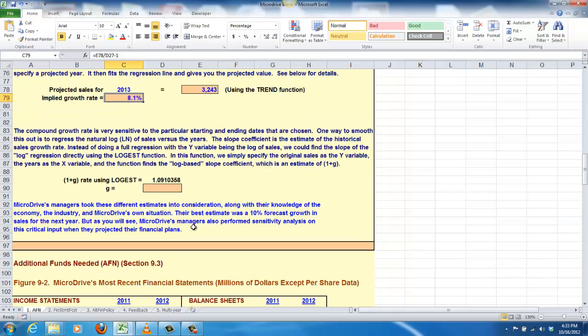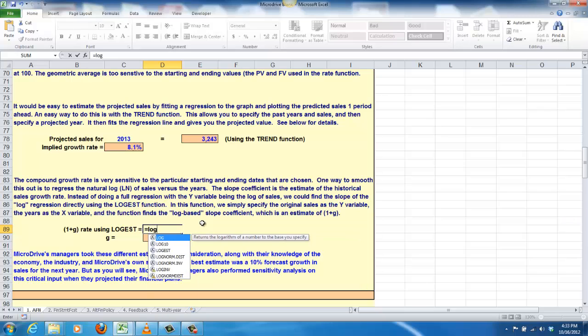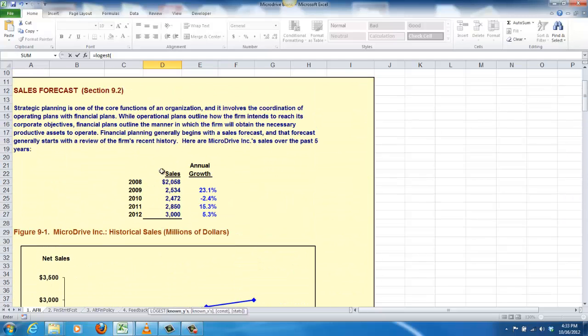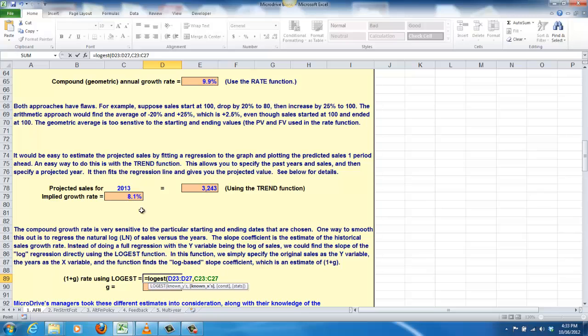The last example for calculating a growth rate is using the log function, or the log estimate. To do this, we put in equals LOGEST. Again, our known y's are our sales amount. Our known x's are our years. Again, it asks for constants and statistics. We're going to ignore those for now. We don't really need those. And so it tells us that 1 plus the growth rate is equal to 1.091.